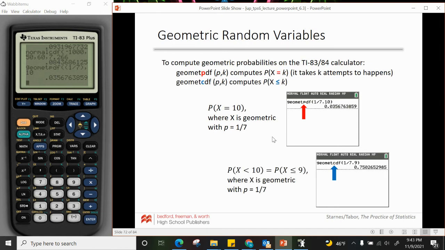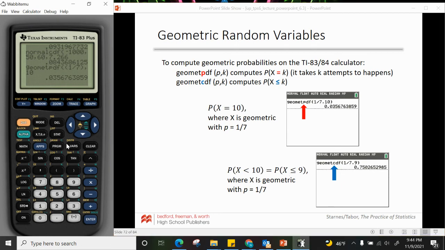CDF, on the other hand, does the same idea. Probability that X is less than 10, that's the same thing as saying, hey, probability that X, it either happened on the first, or the second, or the third, or the fourth, or the fifth, or the sixth, or the seventh, or the eighth, or the ninth, or the 10th.